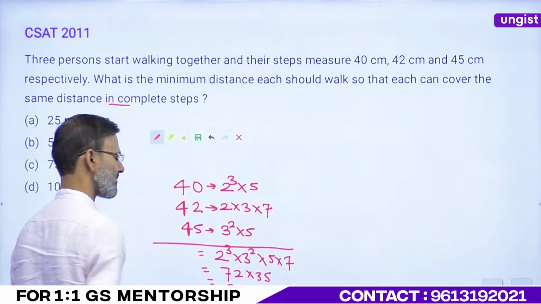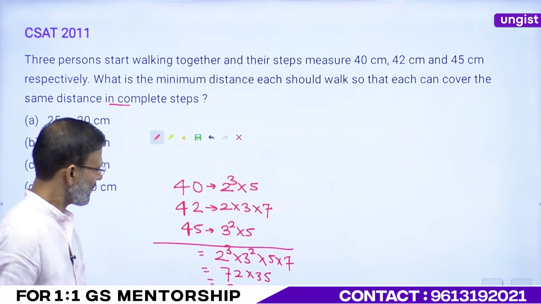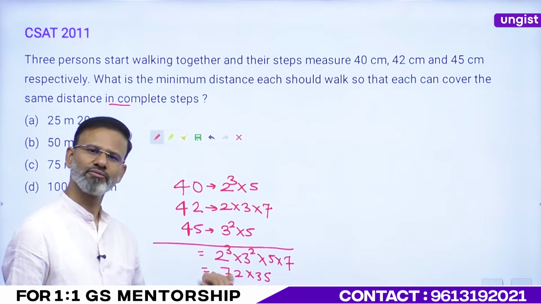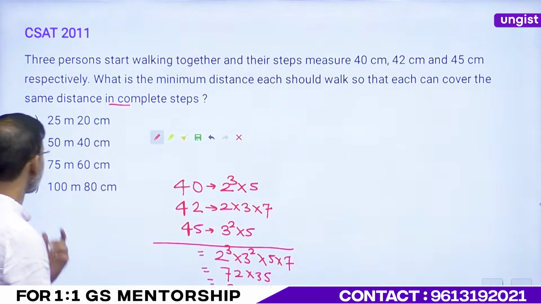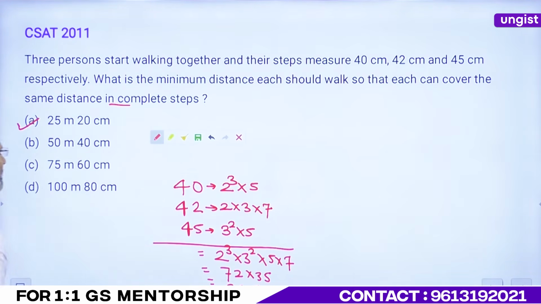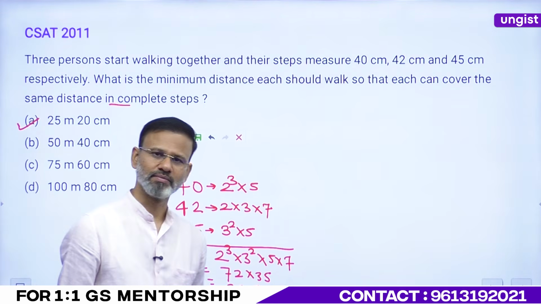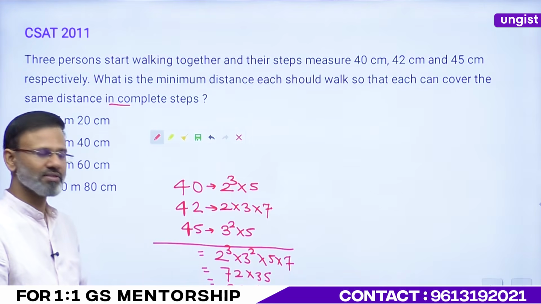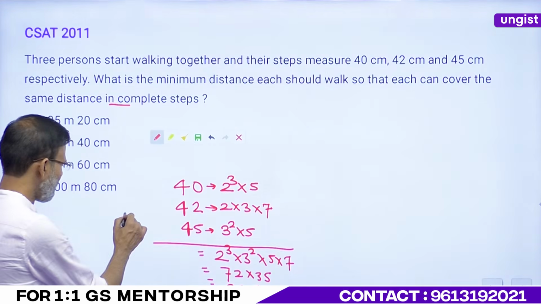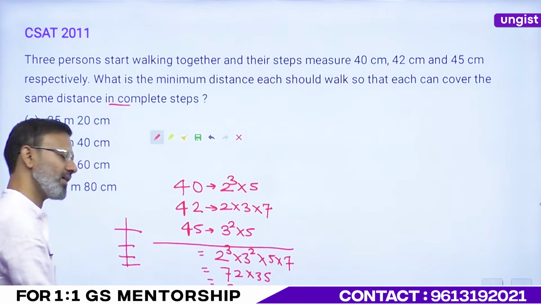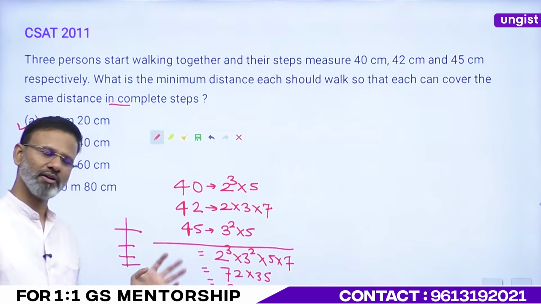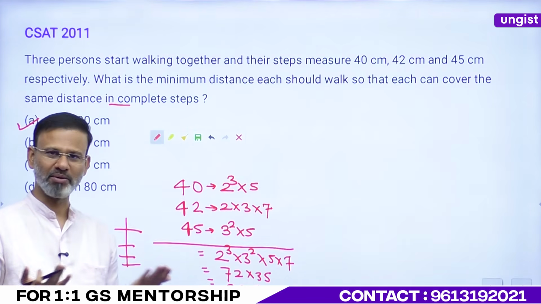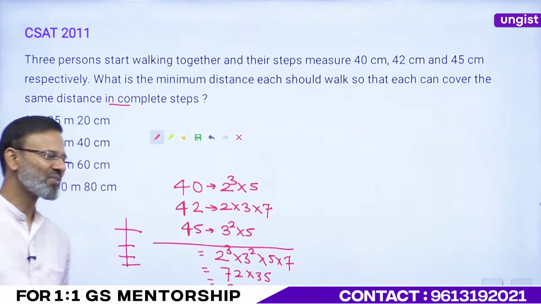36 into 7 is 252. So this is 252 and 0. So 2520. Look at the options. 25 meter and 20 centimeter. Correct, everyone? You need to find the LCM like this. Please avoid this method. Okay? This you were doing in your childhood, but now you guys are grown up. Okay, let's move to the next question.